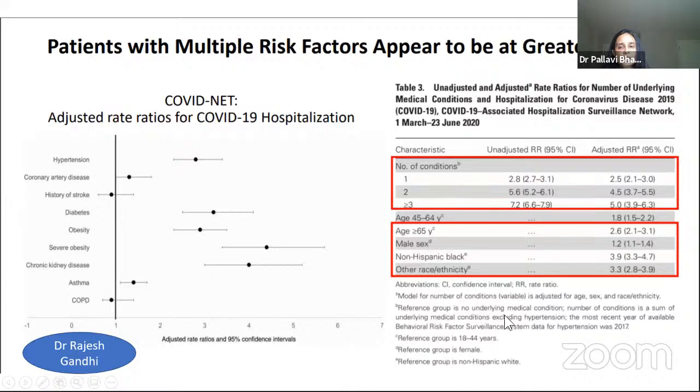So this is another thing, while we just went over the list of risk factors. This is a COVID network surveillance where they're looking at patients who ended up hospitalized with COVID-19 disease and what their risk factors were. And this clearly showed that as the number of risk factors increased from 1 to 2 to 3, the rate ratios basically multiplied. So if you had one risk factor, the unadjusted rate ratio almost doubled. And if you had 3 or more risk factors, you were at higher risk of ending up in the hospital with severe disease. And age, being male, non-Hispanic Black, and there were other race and ethnicities were independently associated with higher risk.